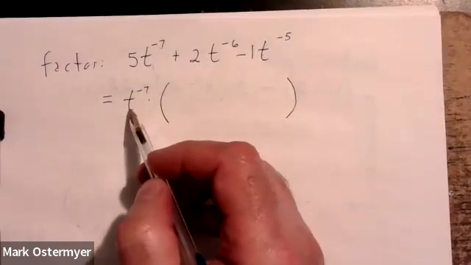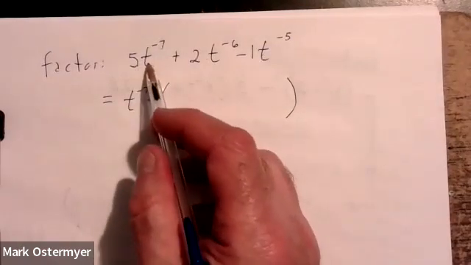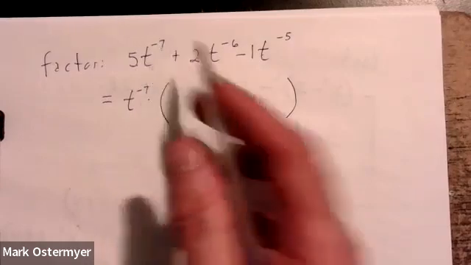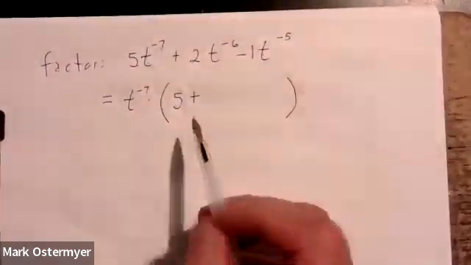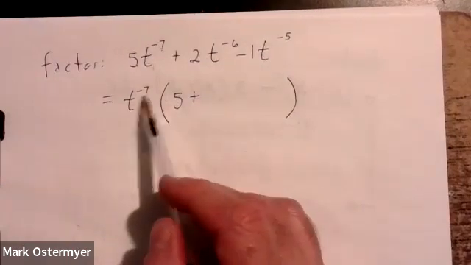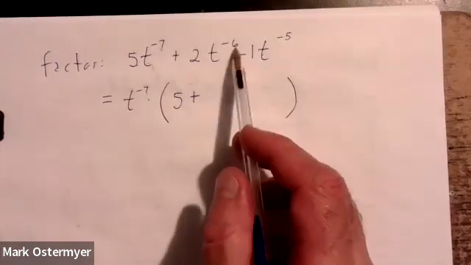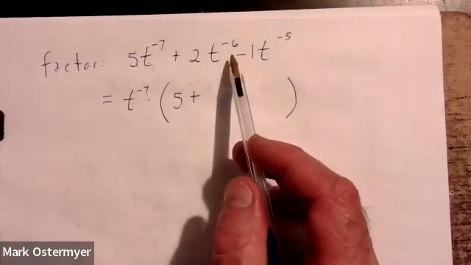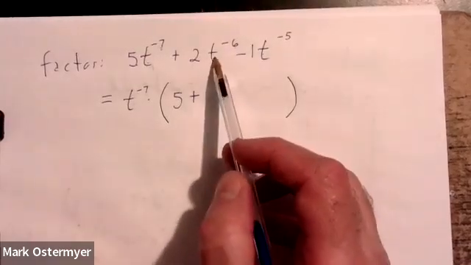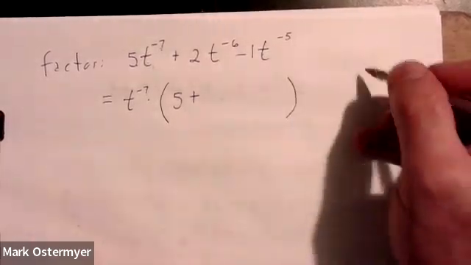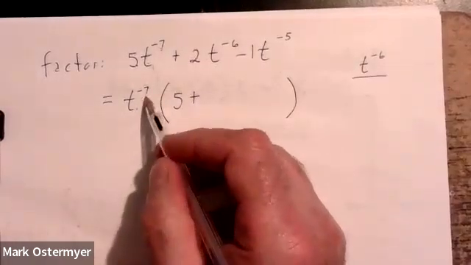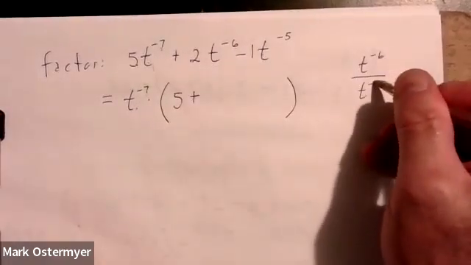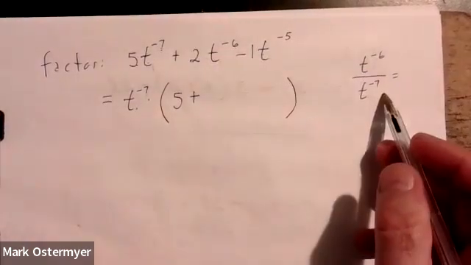Well, when you factor out t to the negative 7 out of 5 times t to the negative 7, it's pretty easy to see that you'll leave behind just 5. But it's not so easy to see what you leave behind when you factor t to the negative 7 out of 2t to the negative 6. To help us, here's what I recommend you do. Take the t to the negative 6 off to the side of your paper, place it over what you factored out of it, which is t to the negative 7, and now simplify or reduce this, and you'll understand what you leave behind.